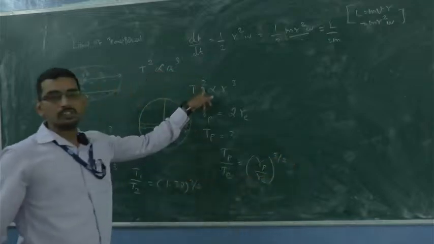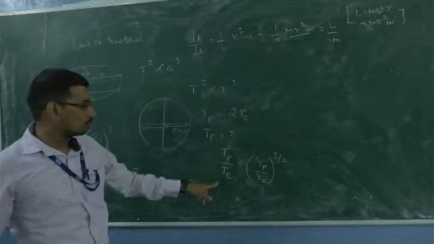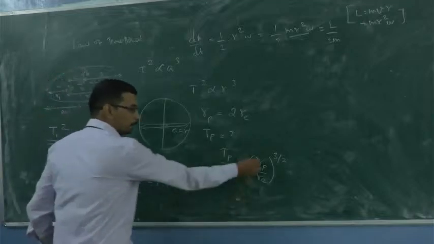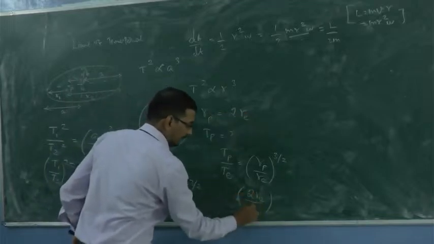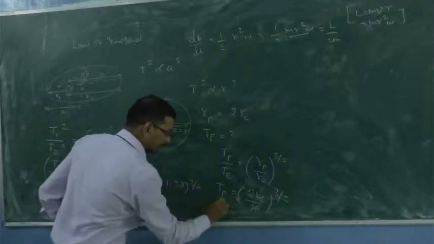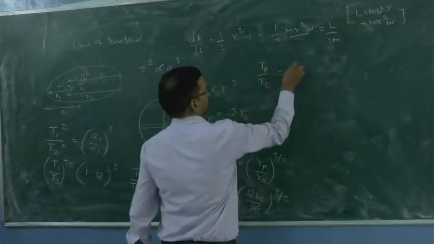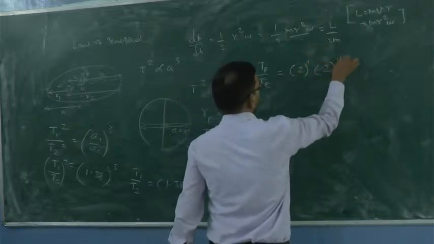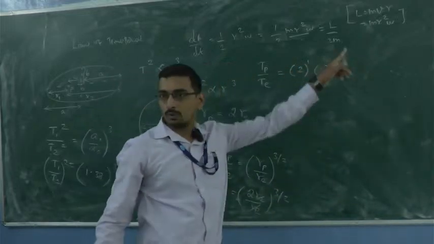You know very well how to remove this square. Square remove panna square root edukkanum. So this side becomes 3 by 2. Okay, so TP by TE means time period for planet, time period for Earth. Okay, RP by RE. RP is nothing but 2 times RE, so RE gets cancelled. 2 power 3 by 2 can be written as 2 power 1 times 2 power 1 by 2. When bases are same, powers can be added. So 3 by 2 we need, which means 1 plus 1 by 2, 3 by 2.